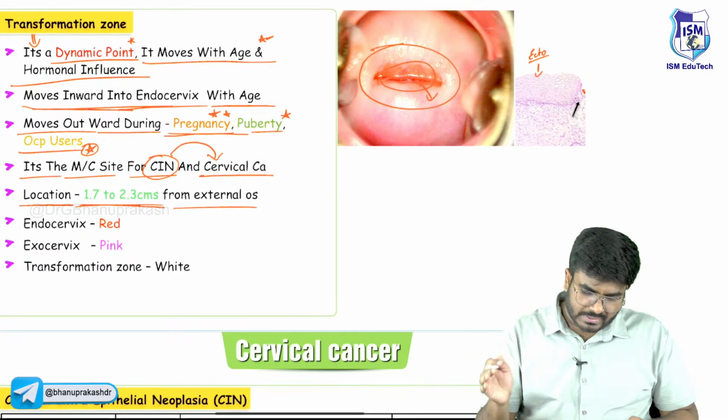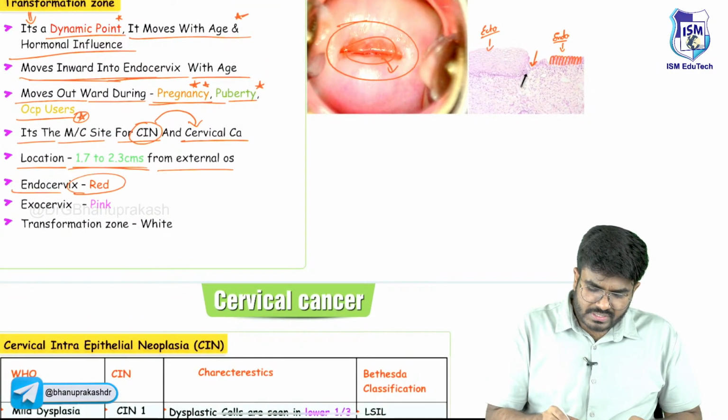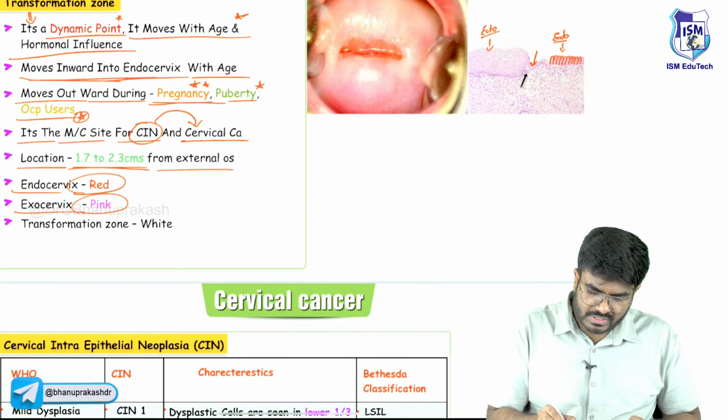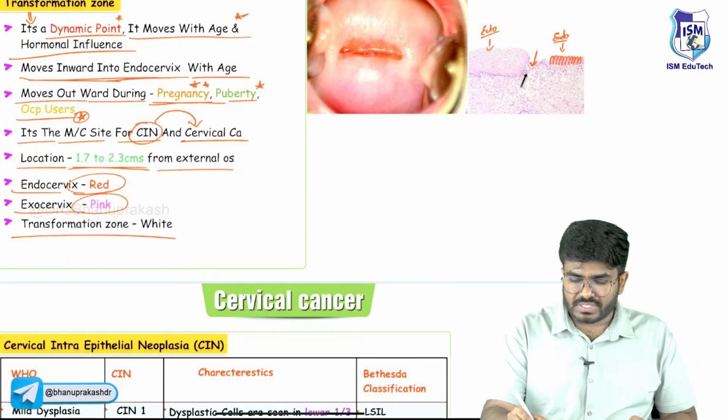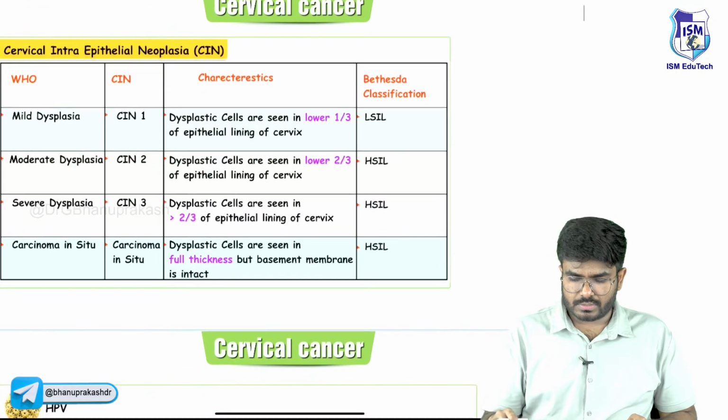Okay, done. Next. Here I have very clearly shown the endocervix is in red color, the exocervix is in pink color. The white zone which I have shown here is the transition zone or transformation zone.